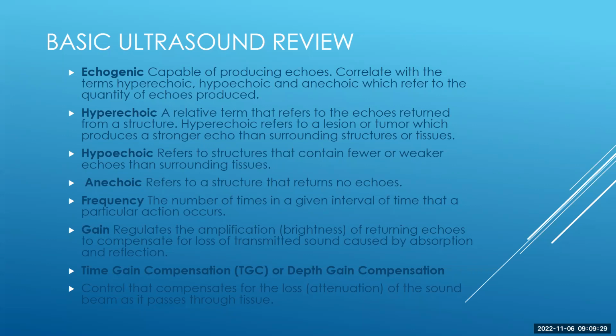So hyperechoic is going to send back echoes very strongly, multiple waves coming back, and so it's going to be very bright in color. Hypoechoic is going to absorb some of those, send back fewer and weaker echoes, and that's going to return the image of something a little darker. Anechoic can be really dark or black. That's where it returns no echoes, and we think of a fluid filled space as a good example of that.